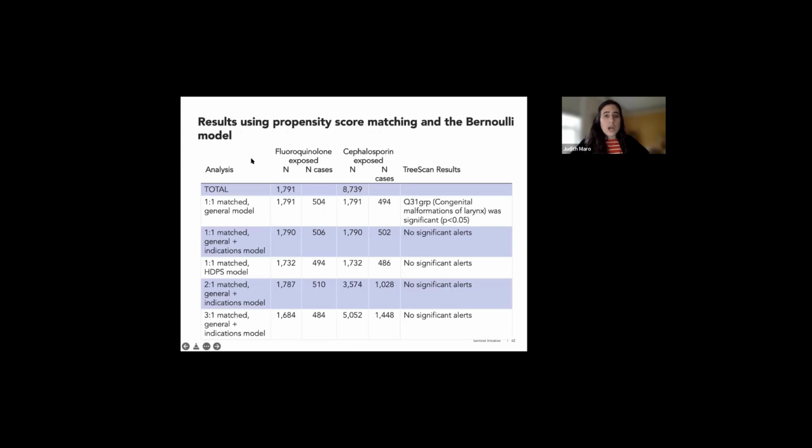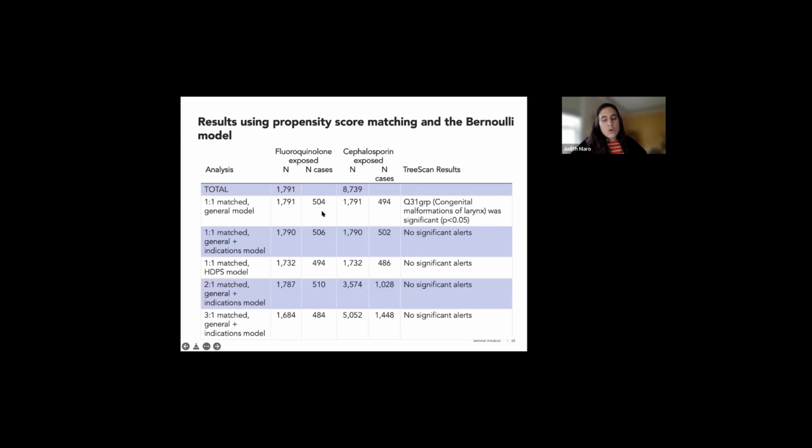Here are our results using our propensity score matching in our Bernoulli model. So our number of fluoroquinolone exposed pregnancies here is just under 1,800. We have many more cephalosporin exposed pregnancies, but in the matching scenario, of course, we go to the match. And so all of them that had one get matched in the 1-to-1. And then as we move to 2-to-1 and 3-to-1, we start to lose some of our exposed population as we have matches.